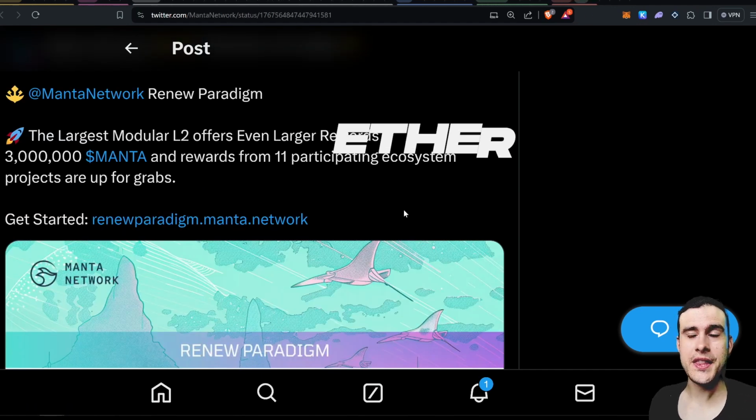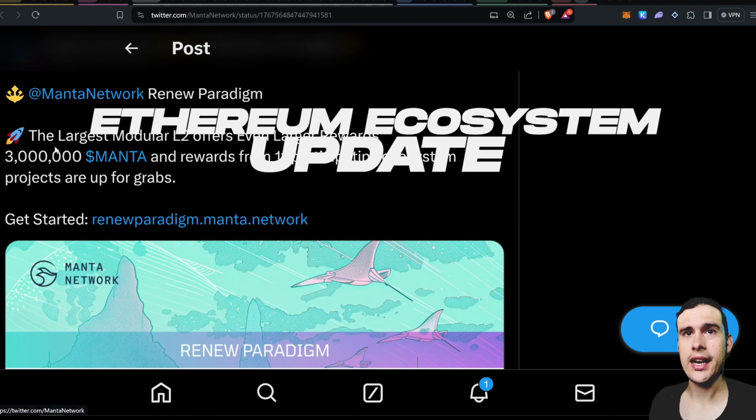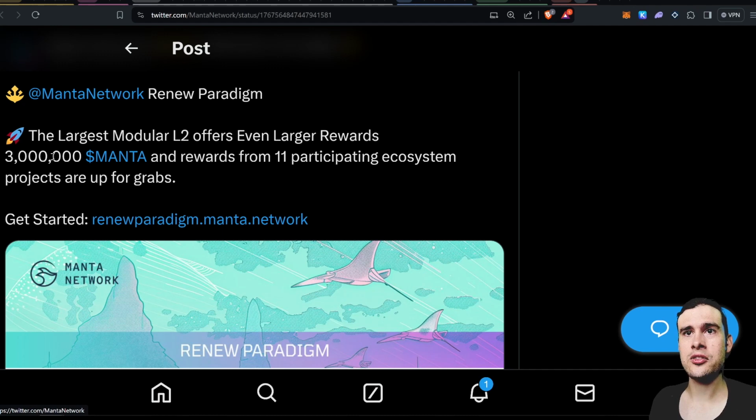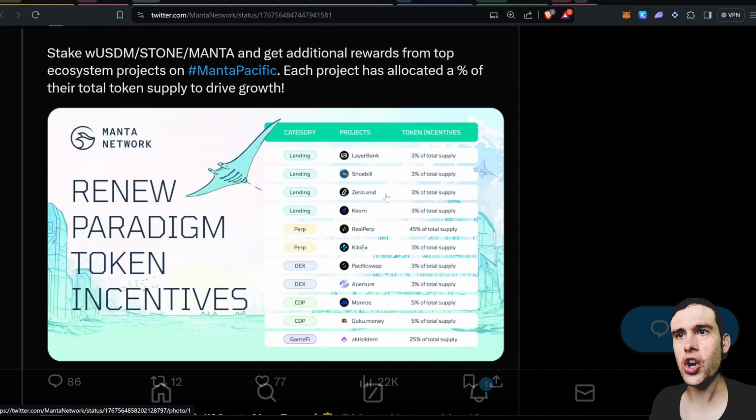Now I've got a couple of Ethereum ecosystem updates here. We've got the Manta RePARADIGM airdrop event. And I spoke about the farming that I was doing with Manta around New Year's. So this is more potential airdrop opportunities within the Manta ecosystem, but this is for the individual dApps on Manta.